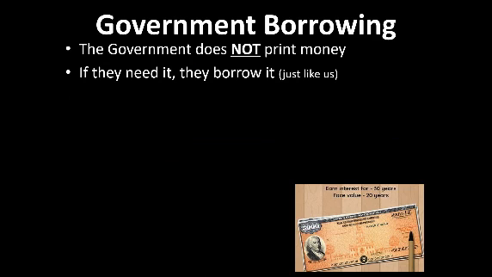Now let's talk last about government borrowing. So we've talked about how taxes can help and hurt the economy and how spending by the government can help and hurt, and how there is a contradiction between taxes and spending. Let's jump into borrowing. The government does not print money. That's the Federal Reserve, a quasi-governmental institute. The government does not print.